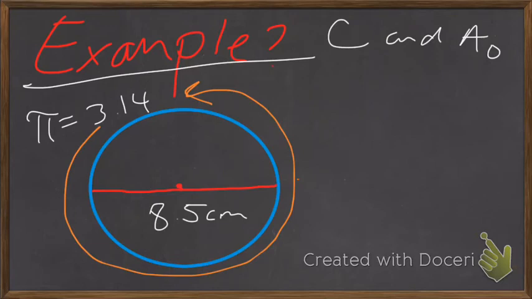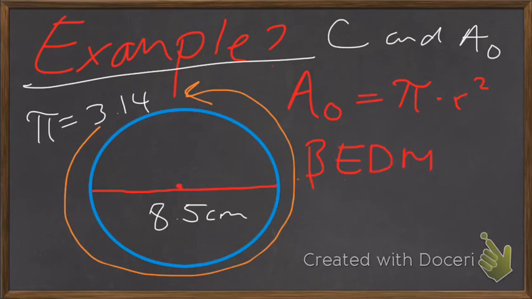Now we are going to find the area of our circle. And our formula for area: area equals pi times r squared. Now, one thing that we have to mention is BEDMAS. Everyone remembers BEDMAS, right? B stands for brackets, so you always do the brackets first. E stands for exponents, which we have, so we have to do the exponents first in this equation because we have no brackets. Then it's division, multiplication, addition, subtraction.